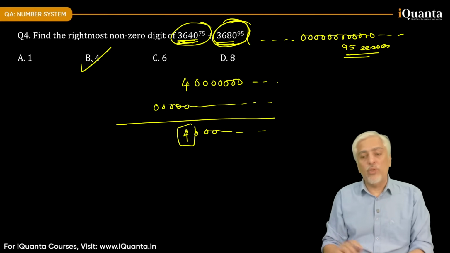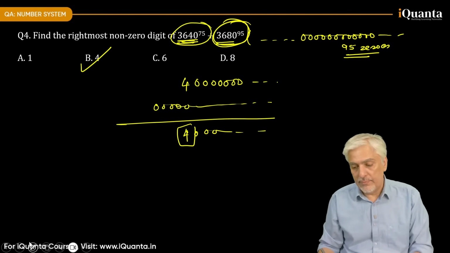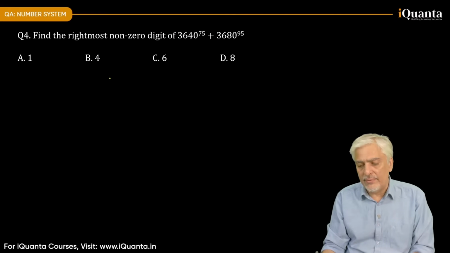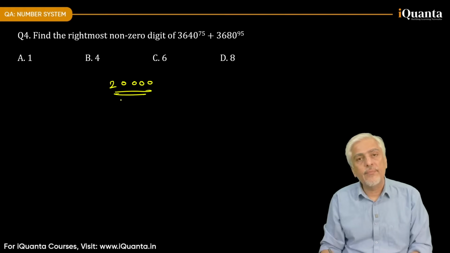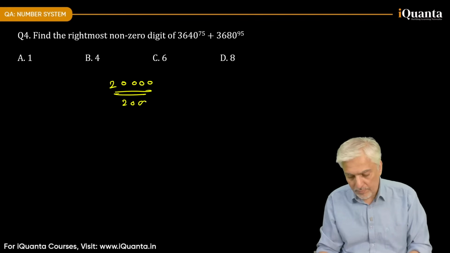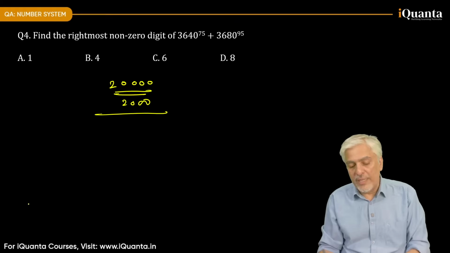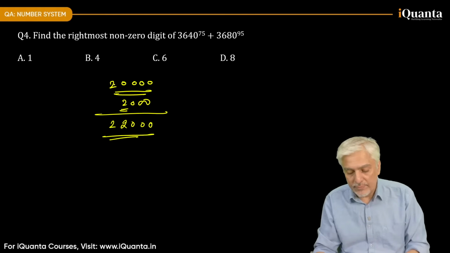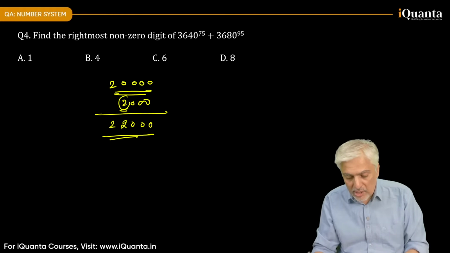Let me explain it one more time with a smaller example. Suppose you are adding 20,000 plus 2,000. Then the last non-zero digit depends on this only, no? Because when I add, I'll get the answer as 22,000. So the last non-zero digit will depend on the one which has fewer zeros.